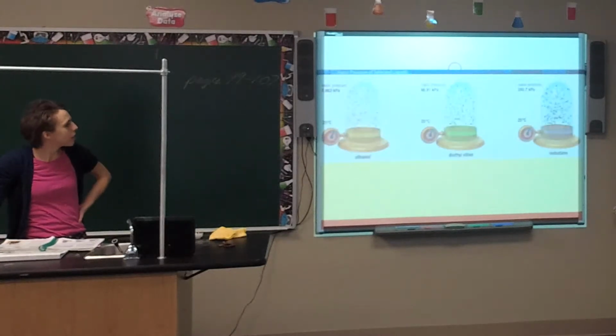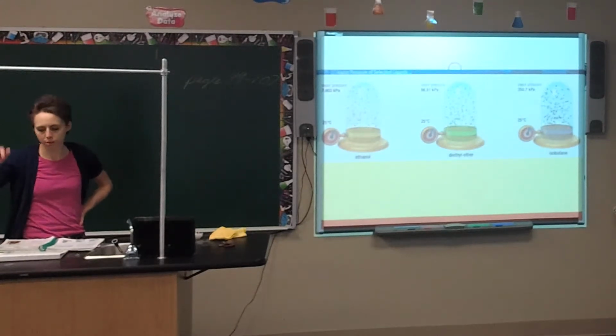I knew I had this slide somewhere. This is showing you the vapor pressure of selected liquids. Again, all of these are at 25 degrees Celsius, which is about room temperature. This one has a vapor pressure of about 7.9 kilopascals, I'm just giving 2 sig figs.